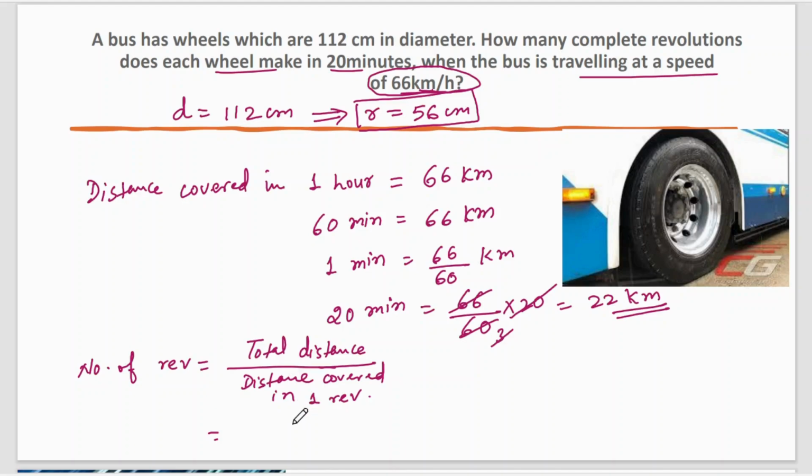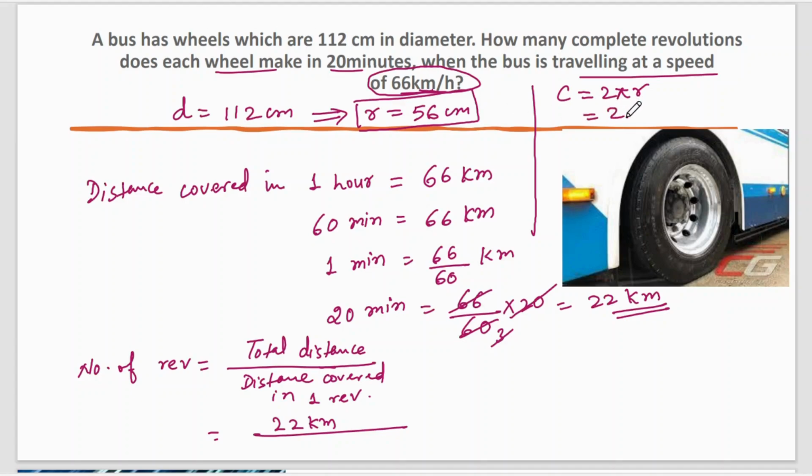So what is the total distance they have covered? That is 22 kilometer, because we have to calculate in 20 minutes. And the distance covered by the wheel in one revolution, have you calculated that? No, we have not calculated that. That means we have to calculate that also. Okay. So now let us calculate. We know the distance covered by the wheel in one revolution is nothing but the circumference of the wheel. It is 2 pi r.